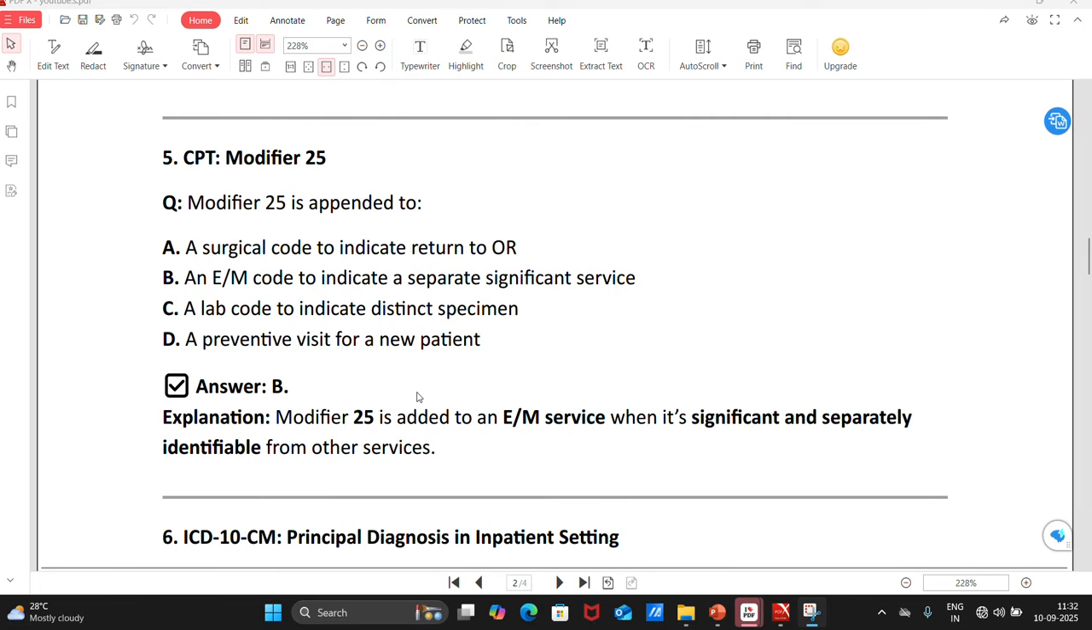Okay. So modifier 25 and modifier 51 are very important. So try to understand the basic concepts related to modifiers.